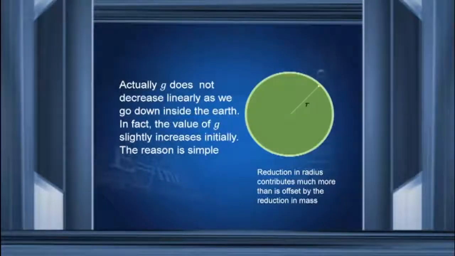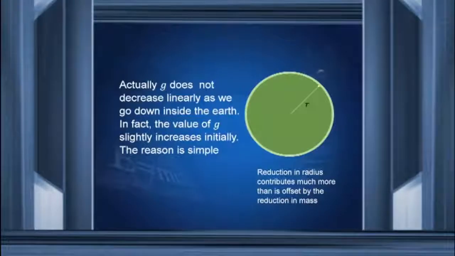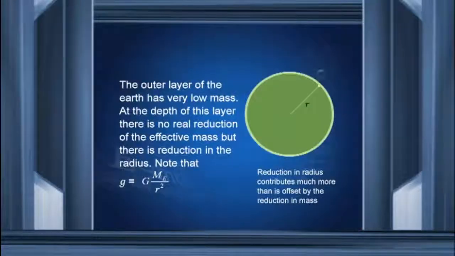So, the mass of the earth shown here in the green sphere, which is at the depth of the outermost layer, the change in the mass is not much. The mass of this sphere is almost equal to the mass of the earth. However, the change in radius is significant, because g goes as 1 by r squared. Therefore, any small change in radius is significant. So, although the mass does not change, the radius has decreased, therefore, the value of g increases. This is surprising.